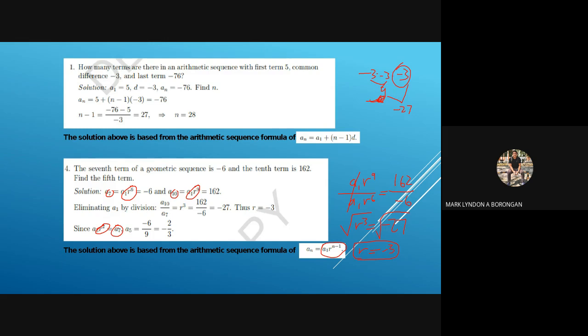So since we now have a sub 5, then r squared is equal to, you just substitute it directly, guys. A sub 5 will be equal to negative 6 divided by 9. So negative 6 divided by 9. When you simplify, you'll get negative 2 divided by 3. That's all it is, guys.